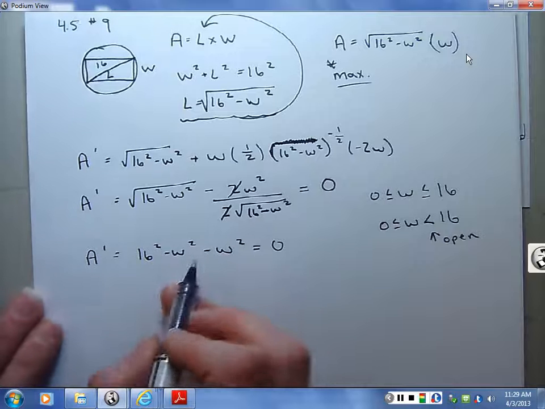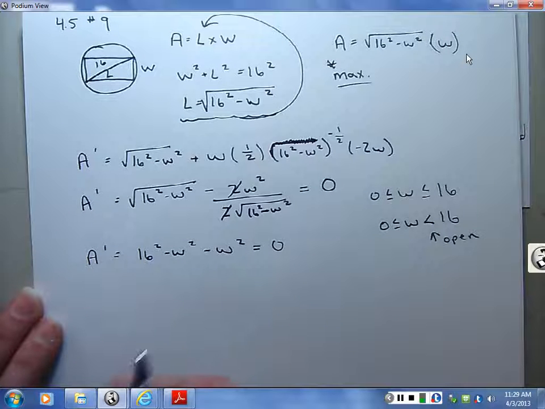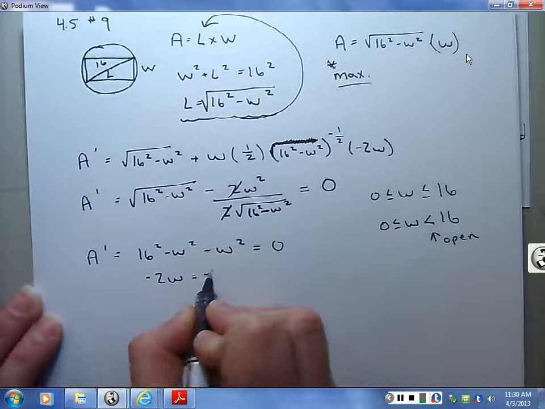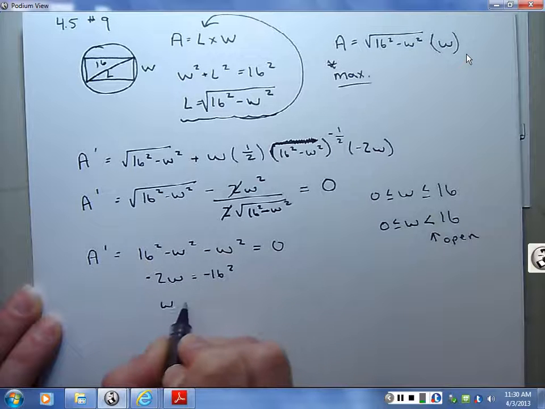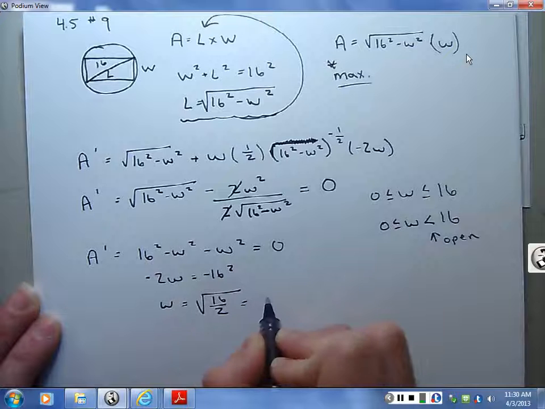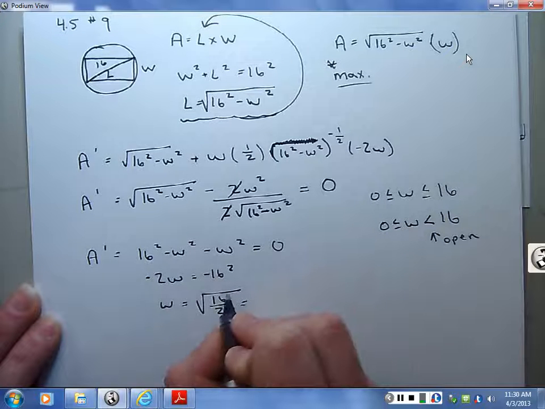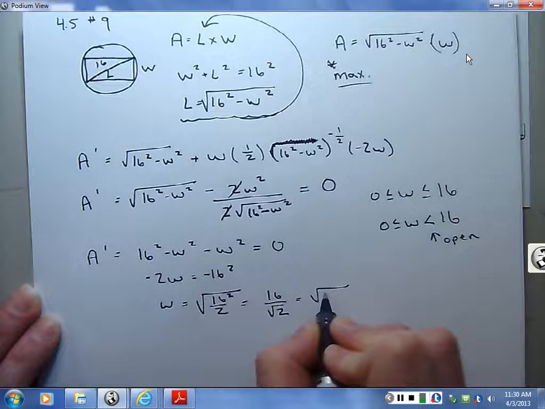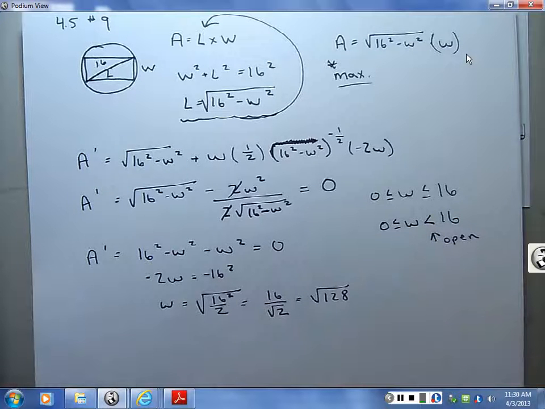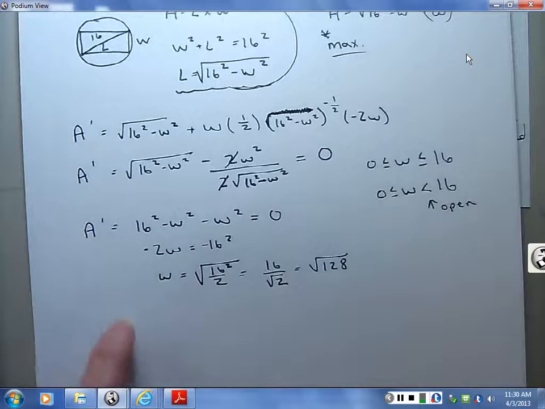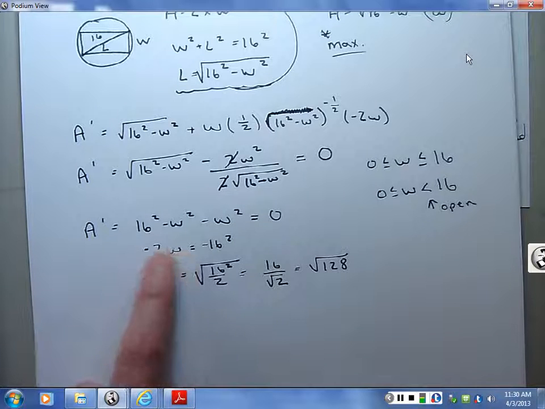But at this point, we should be able to solve for when it equals 0. What do I have? Minus 2w equals minus 16 squared. So w equals the square root of 16 squared over 2, which would be 16 over square root of 2, which would equal the square root of 128. Is it negative 2w squared? Yeah, negative 2w squared. Thank you.